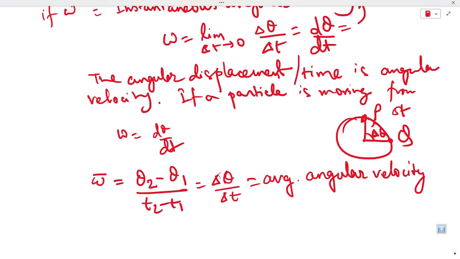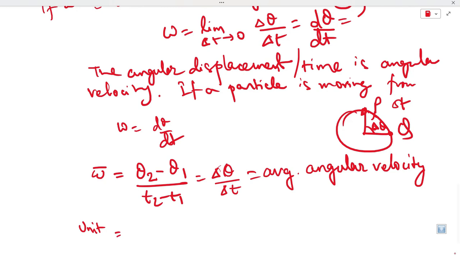This is average angular velocity. Now, what is its unit? Let us write its unit as radians per second. Radians per second.